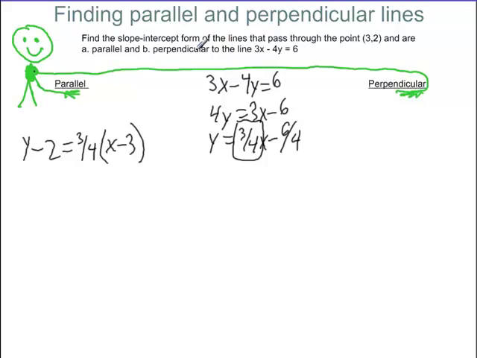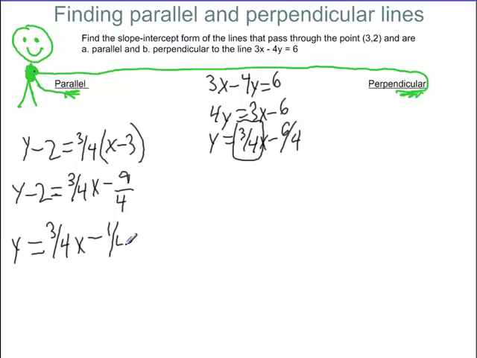And it wants slope-intercept form, so we have to solve that into slope-intercept form. It's going to be 3/4 x minus 9/4. And I add 2 to both sides. It's going to be 3/4 x minus 1/4. So this right here is a line that goes through the point (3, 2) and is parallel to the line 3x minus 4y equals 6.